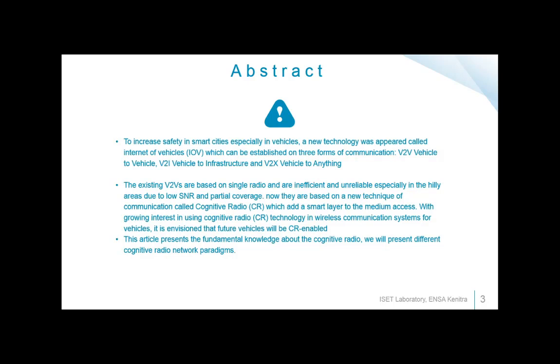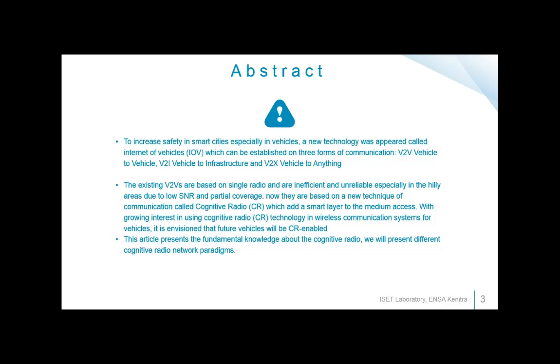To increase safety in smart cities, especially in vehicles, a new technology appeared called Internet of Vehicles, which can be established on three forms of communication: V2V, V2X, and V2I. The existing V2V are based on single radio and are inefficient and unreliable, especially in hilly areas due to low SNR and partial coverage.